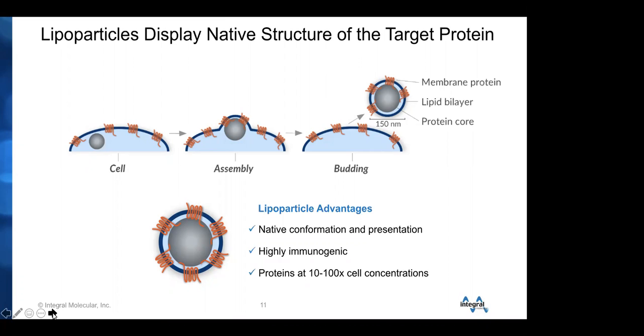Advantages of lipoparticles include native conformation and presentation of the membrane protein target, which again is critical for a successful campaign. The lipoparticles themselves are highly immunogenic. They're virus particles, and our immune systems, or animal immune systems, are really targeted to viruses. And the target protein is concentrated on the surface of the lipoparticles. So again, high concentration, native conformation protein leads to good immune responses. And next slide, please.